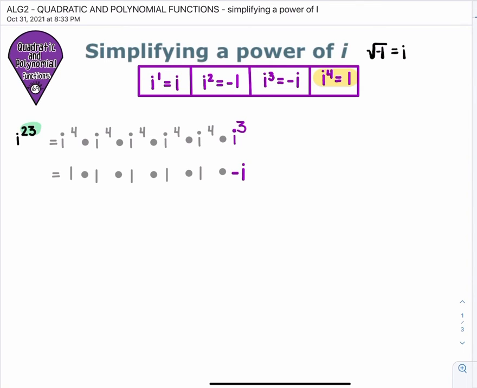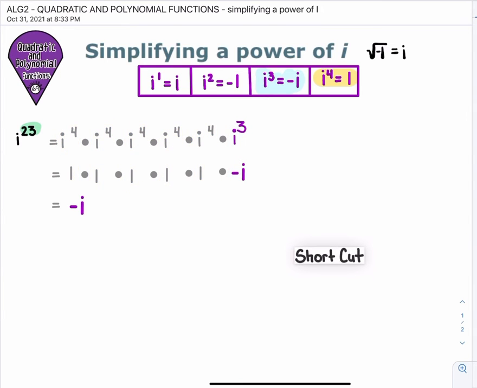We're using as many i to the fourths as possible because every one of those i to the fourths is just 1. Multiplying by 1, times 1 times 1 times 1, we're still at 1. And then looking up there at our memorized facts, i to the third is equal to -i. So multiplying that together, we get -i.